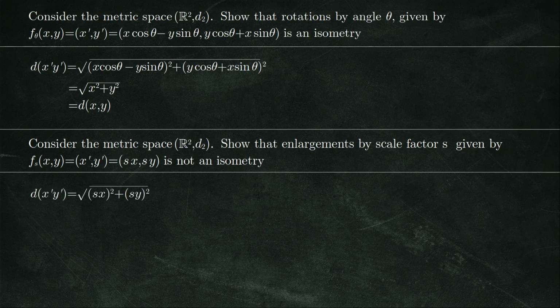So firstly, d(x prime, y prime) is equal to the square root of (s x) squared plus (s y) squared. We can pull out a factor of s, so this is equal to s times d(x,y). Now this clearly isn't an isometry because the distance after is not the same as the distance before.